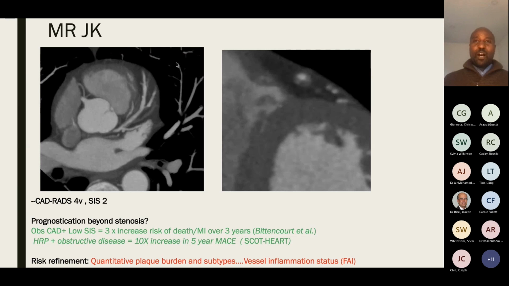So when you go beyond stenosis, you can get a better sense of the impact of these other features you're seeing in terms of risk of downstream events. Now, his risk could probably be further refined if we were able to quantitatively assess his plaque burden and perhaps subtype it, or again, if we had the ability to look at what his inflammation status was at the vessel level using FAI, because again, we saw from the CRISP-CT study that if your FAI is low, if your vessel is non-inflamed, then the high-risk plaque features actually didn't confer increased risk of mortality.